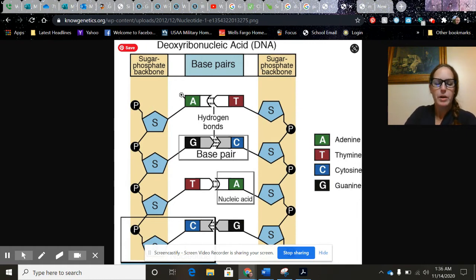It's got those base pairs that I mentioned before: adenine, thymine, guanine, cytosine. These guys are like puzzle pieces. They can only hook to the one that matches them. So you can kind of see in the little picture here. Adenine can only hook to thymine. Guanine can only hook to cytosine. Thymine can only hook to adenine. And cytosine can only hook to guanine.